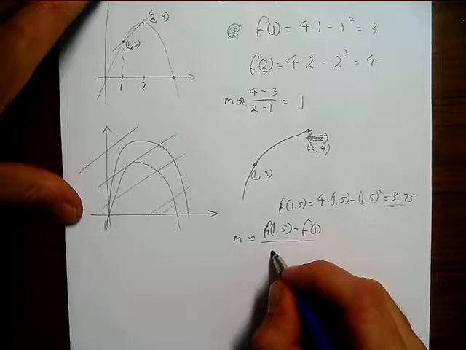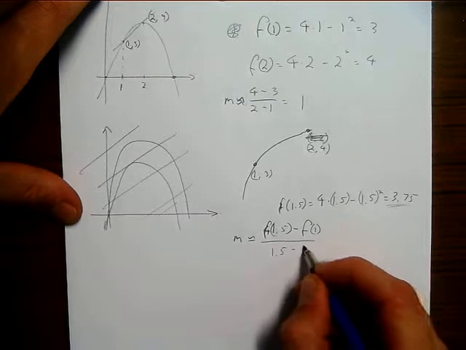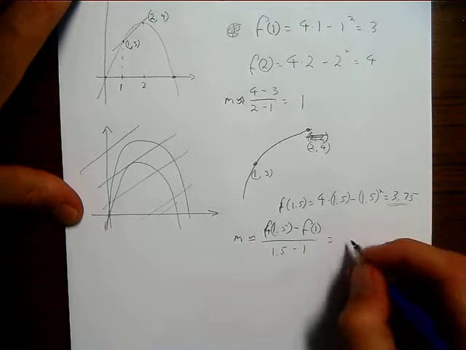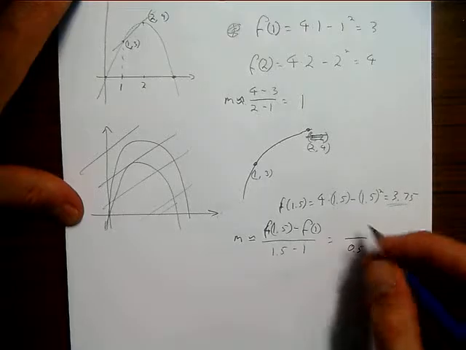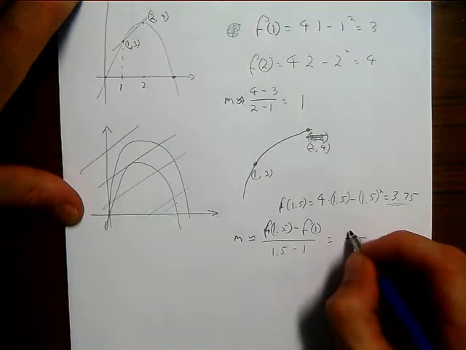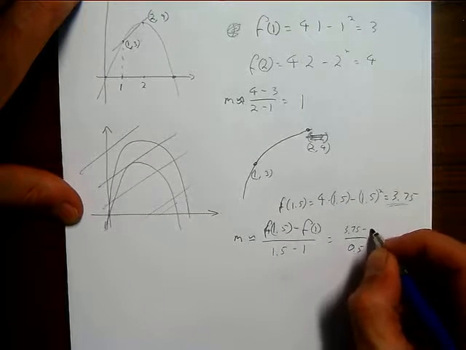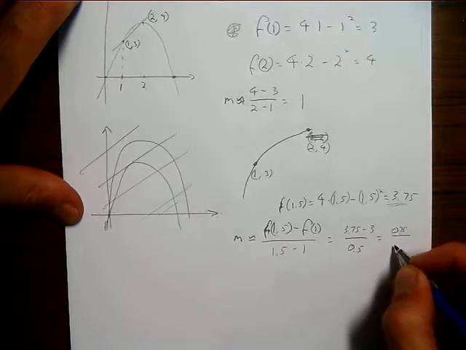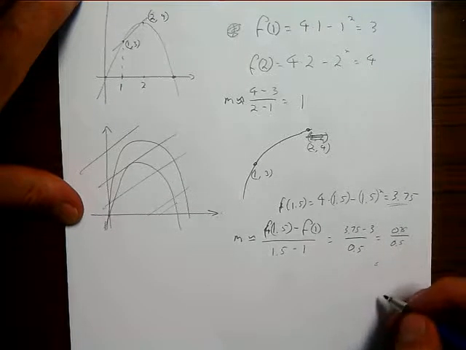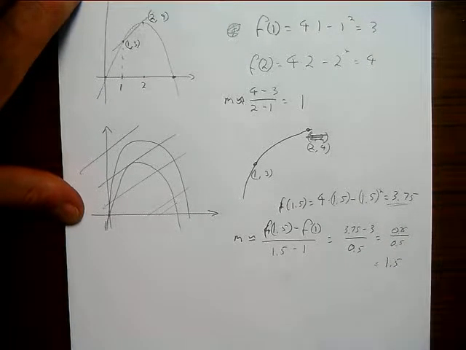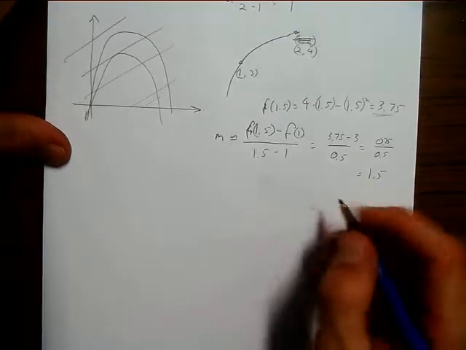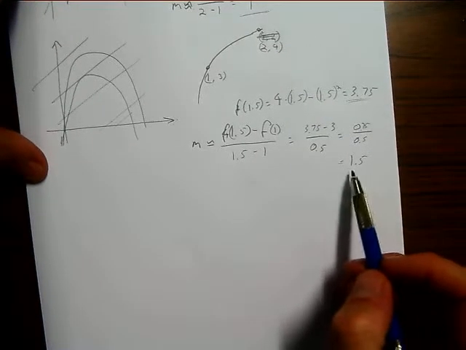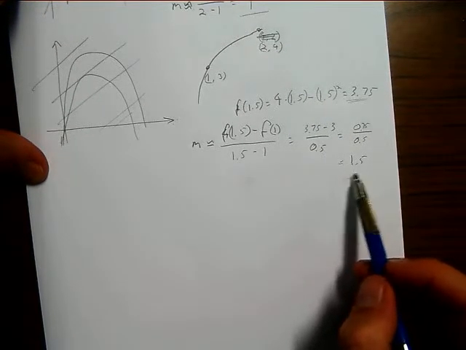over 1.5 take 1. So what's 1.5 take 1? 0.5. And this is 3.75 take 3, which is 0.75 on 0.5, which is 1.5. So basic arithmetic there. Okay, so our gradient, we guessed it was 1, and we think it's actually even closer to 1.5.